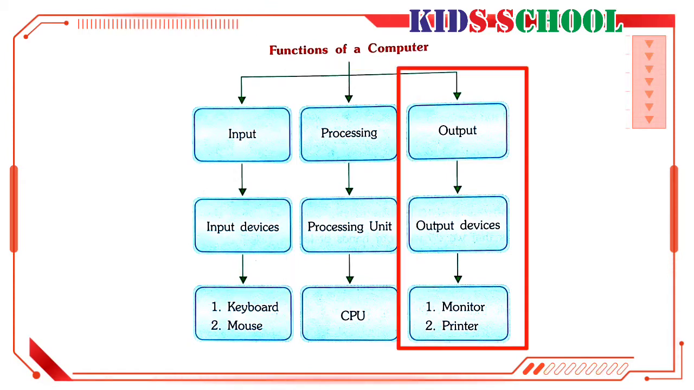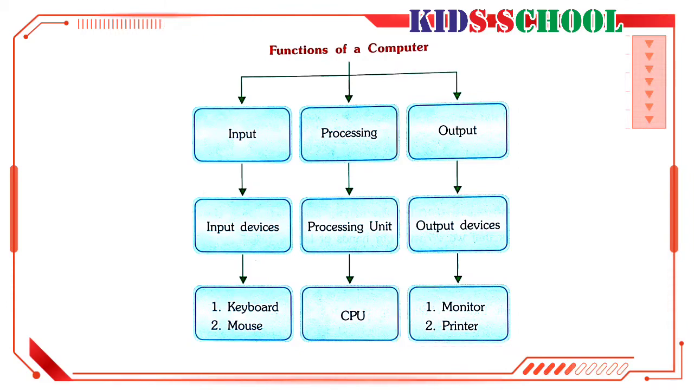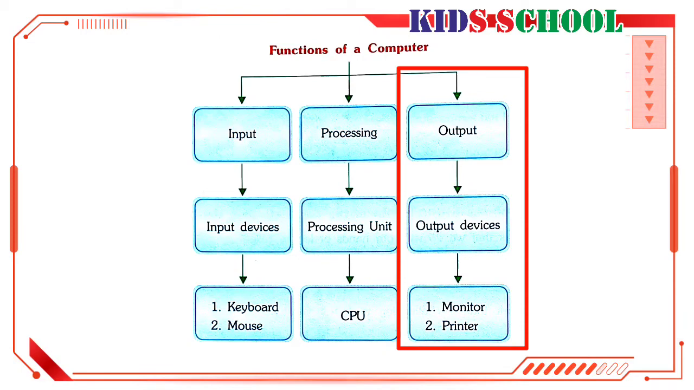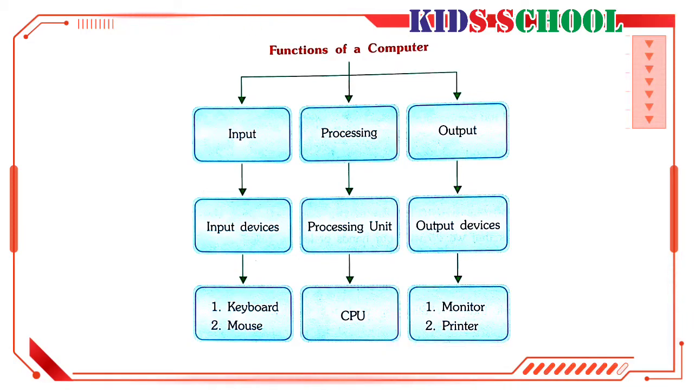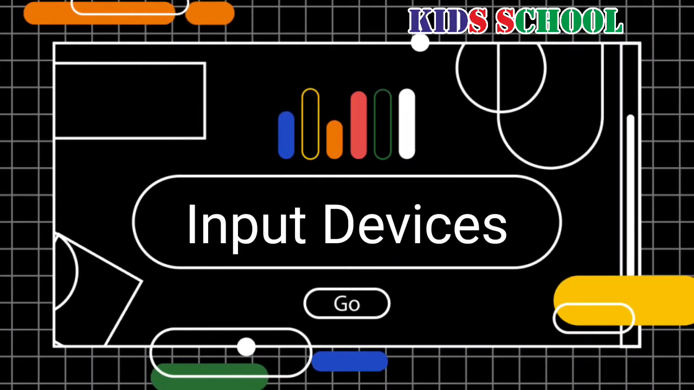The monitor displays the output produced by the CPU. The printer is used to print the output on paper. Both these devices are used for output and so they are called output devices. Now we will see the input devices.